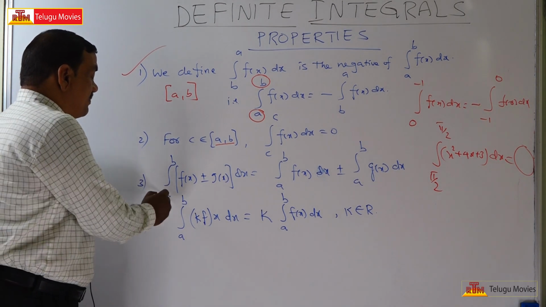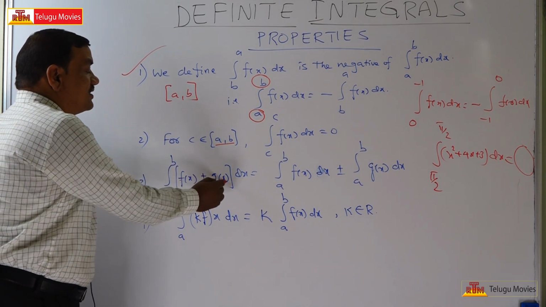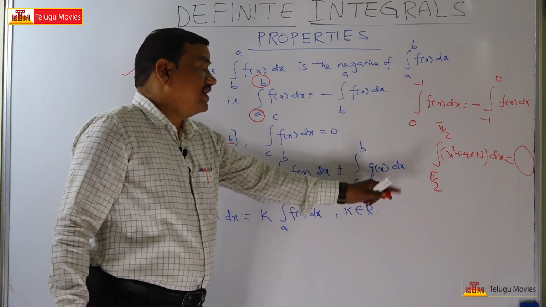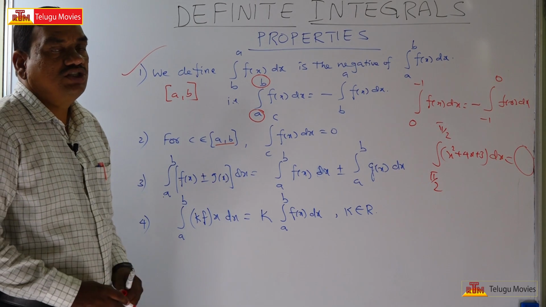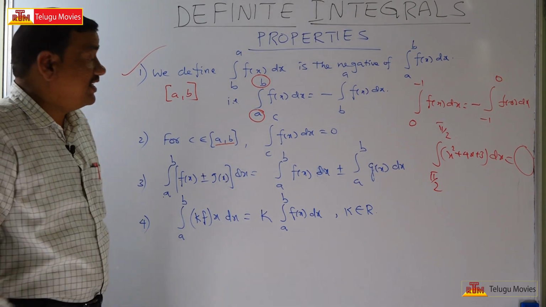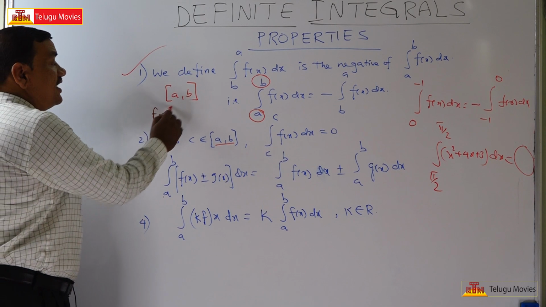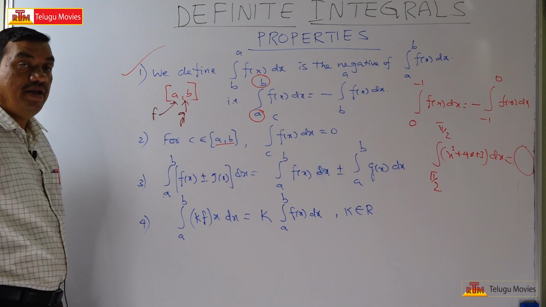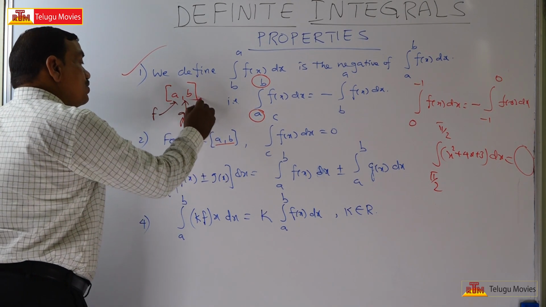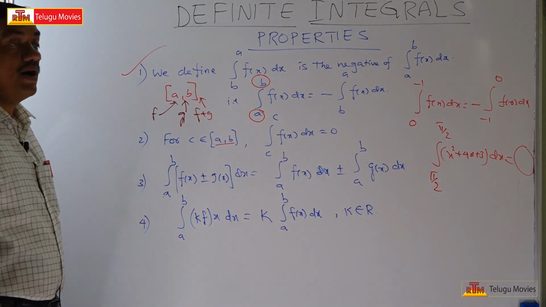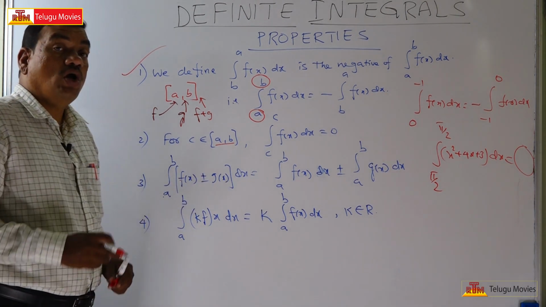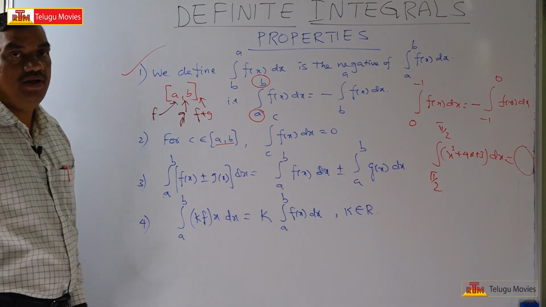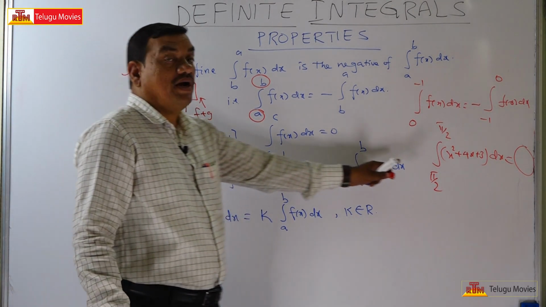The first property is integral a to b of f of x plus g of x is equal to integral a to b f of x dx plus integral a to b g of x dx. This is called an algebraic property. But the condition is that f is integrable in a comma b, g should be integrable in a comma b, and f plus g also should be integrable in the domain a comma b. Only then does this property apply.